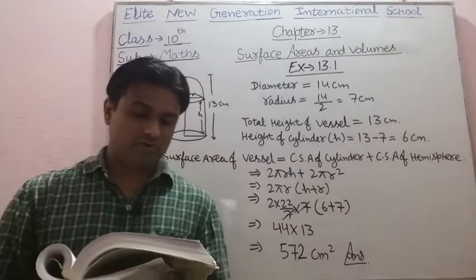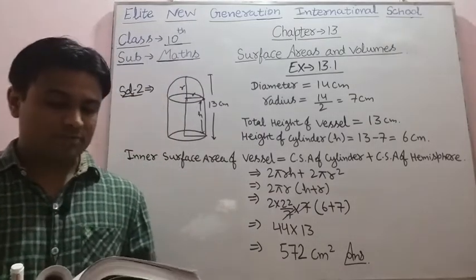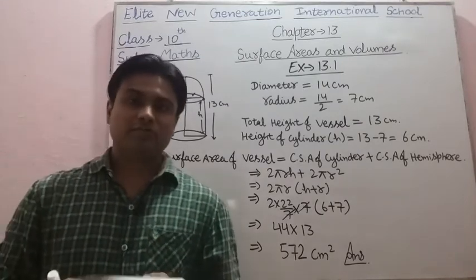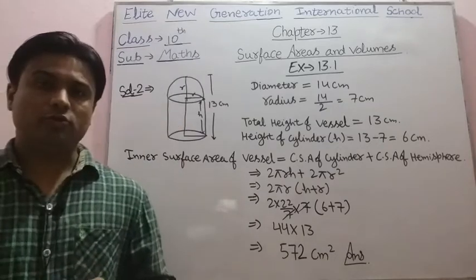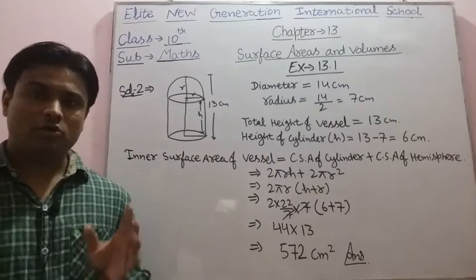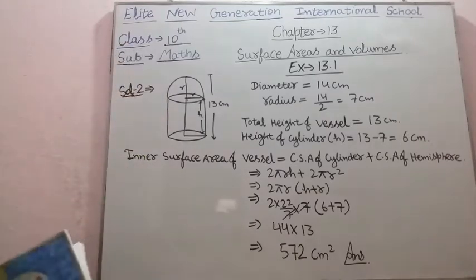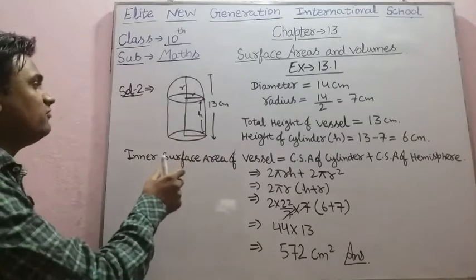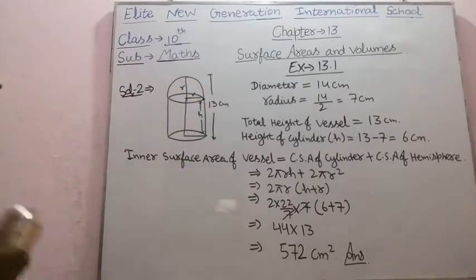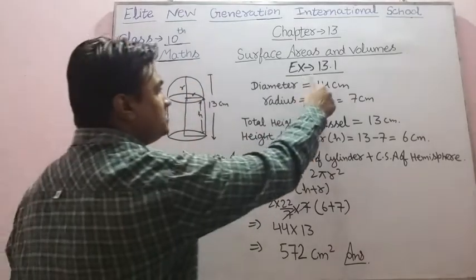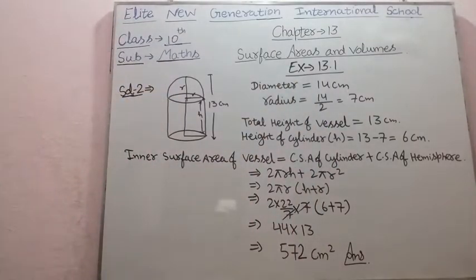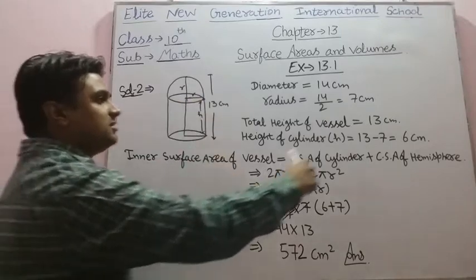In question number 2 we are given a vessel in the form of a hollow hemisphere surmounted by a hollow cylinder. The diameter of the hemisphere is 14 centimeter and the total height of the vessel is 13 centimeter. So here we have to find the inner surface area of the vessel. So first we will draw the diagram of this vessel. In this vessel we have a hollow cylinder which is surmounted by a hollow hemisphere, and the diameter of the hemisphere is given as 14 centimeter. So radius will be 14 upon 2, that is 7 centimeter.